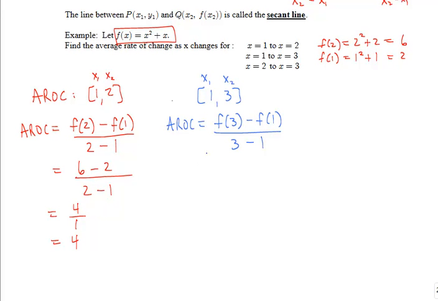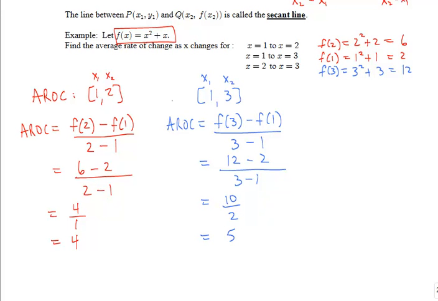So how do we find these function values again? Well, we just go to our function f and plug in. So we need to find out what f of 3 is. So I'm going to plug in 3 for these x's. So 3 squared plus 3, that's going to be 9 plus 3 or 12. So f of 3 is 12. F of 1, we already figured that out, that was 2. So on the top we're going to get 10, on the bottom we're going to get 2, so this reduces to 5.